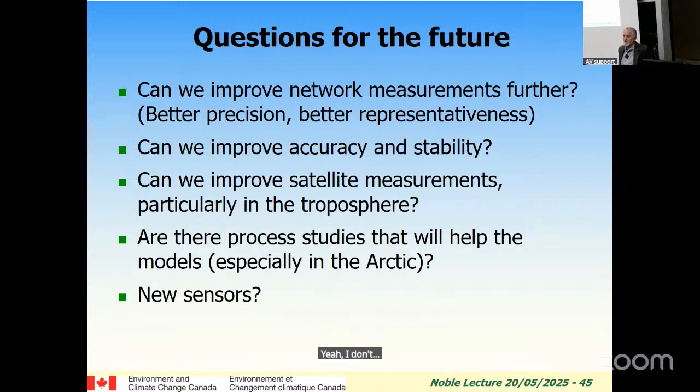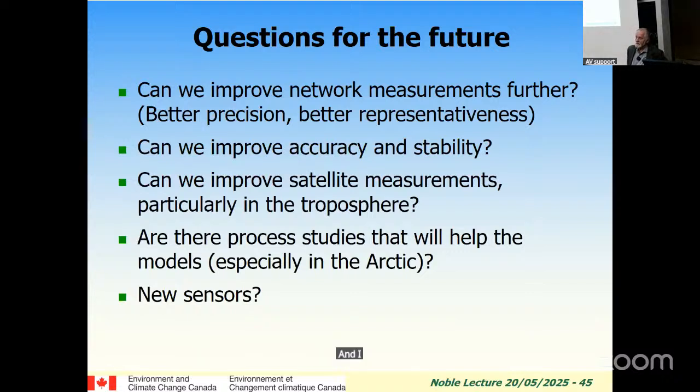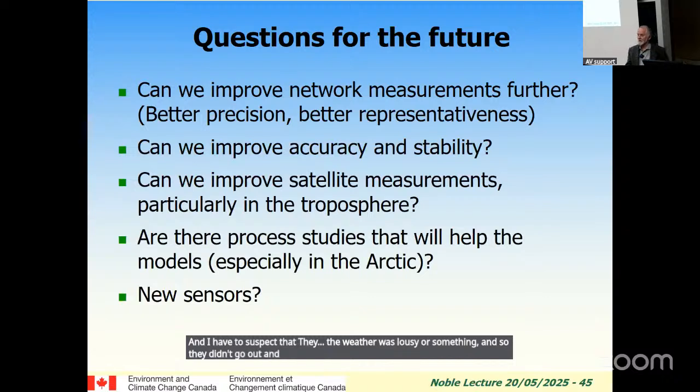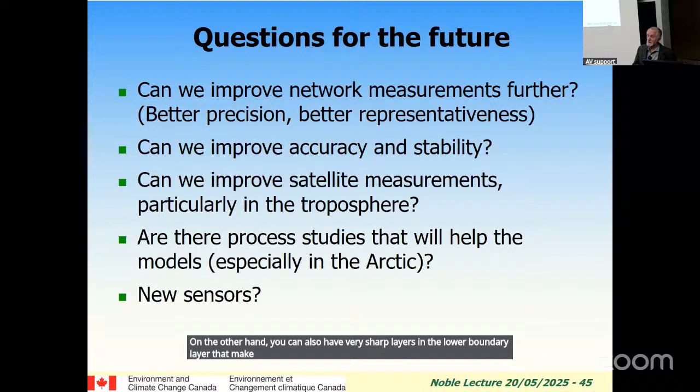There can be issues. There are some profiles where you see a very sharp change at the surface, and I have to suspect that the weather was lousy or something, and so they didn't go out and hold it for 10 minutes like they're supposed to before letting it go. They went, you know, it's miserable out here, let the darn thing go. On the other hand, you can also have very sharp layers in the lower boundary layer that make large differences.